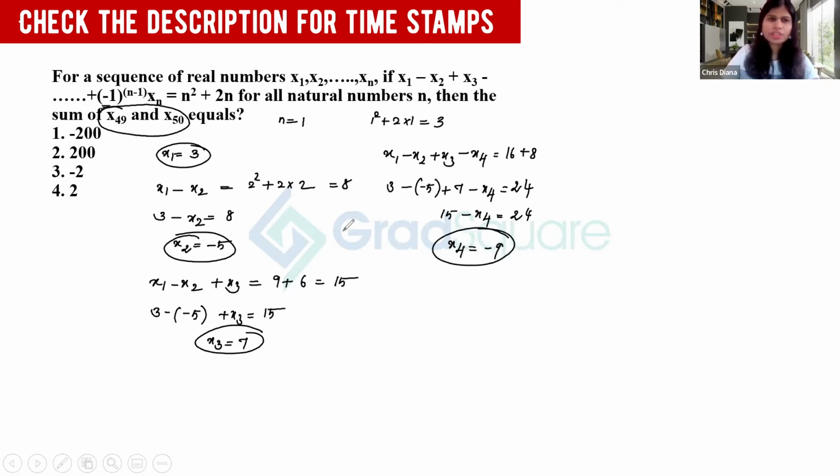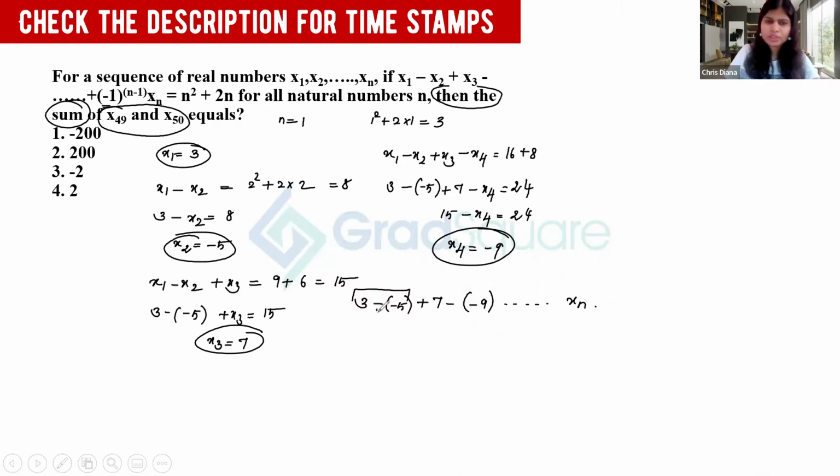Got it? Now let's just write these terms here. So x1 was 3. Okay. Minus x2 was minus 5. And plus x3 was 7. And minus x4 was minus 9. And so on up to x of n. Now let's look at two consecutive terms. What is the difference between x2 and x1? What is the difference between x1 and x2? Okay, I think here the sum has been asked, right? So we can look at the sum. No need to figure out the pattern of difference here. The sum has been asked, so look at the sum of these two terms.